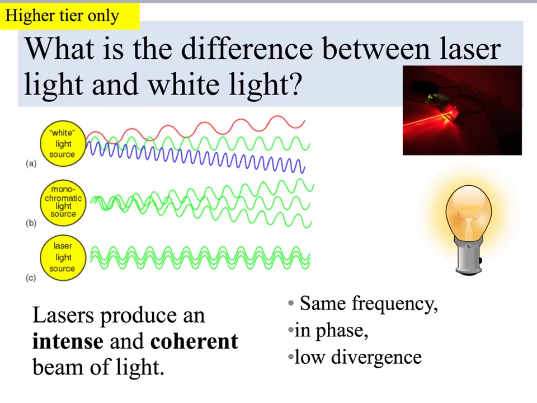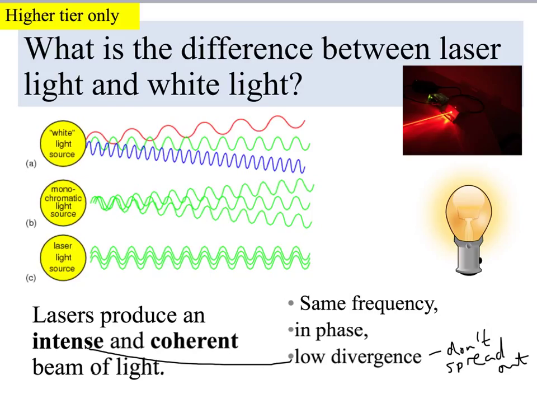So what does that mean? Intense means that a lot of light falls on one area, and that's to do with the idea that the light doesn't spread out in all directions. The light travels in the same direction, and this links into this keyword here, low divergence. They don't diverge, they don't spread out. So the light waves don't spread out. And that's to do with how the light is produced inside a laser, which we won't go into here.